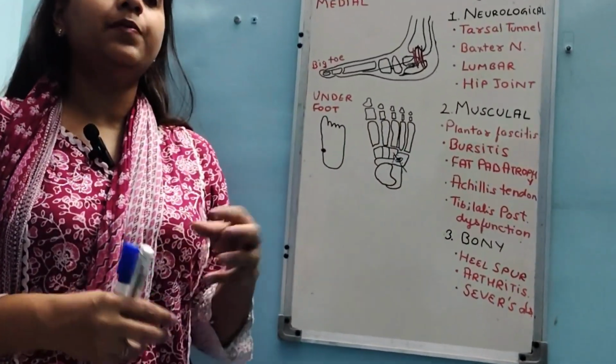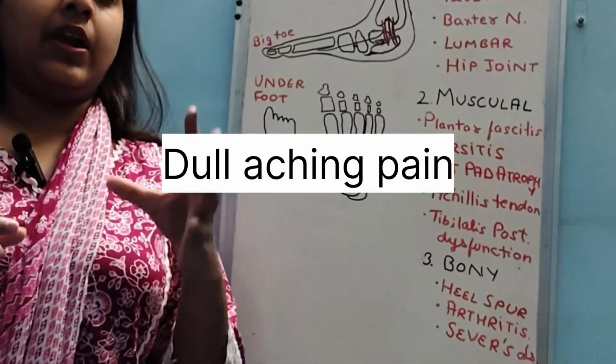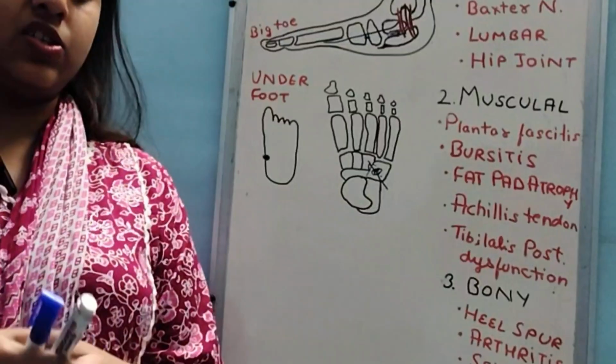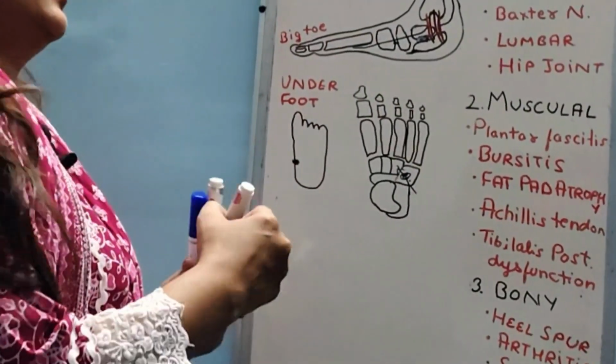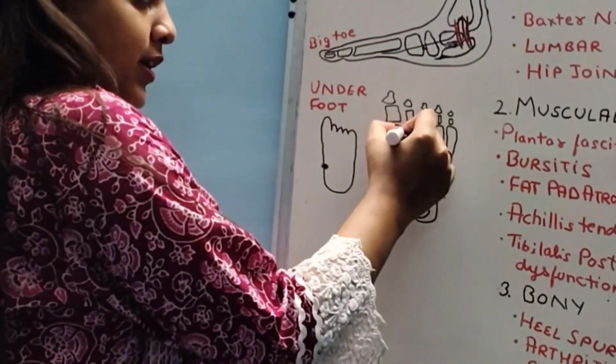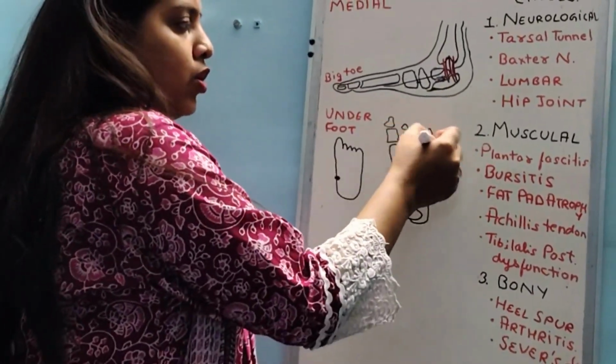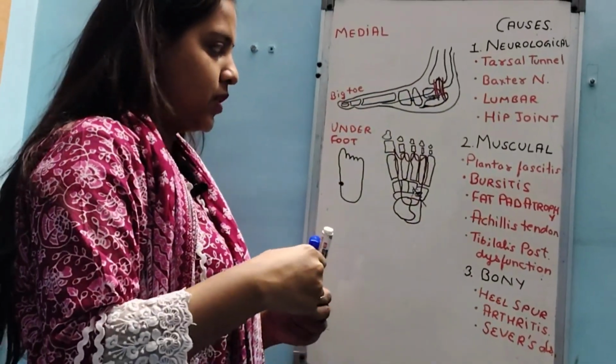The muscular pain is a very aching kind of pain and a dull pain. So the very first cause, which is very common, is plantar fasciitis. We have a fascia under the plantar surface. It is somewhat like this. It connects your heel bone to your toes.